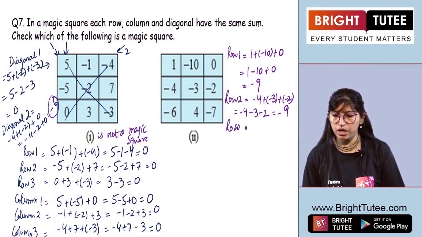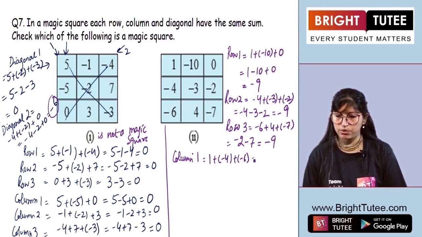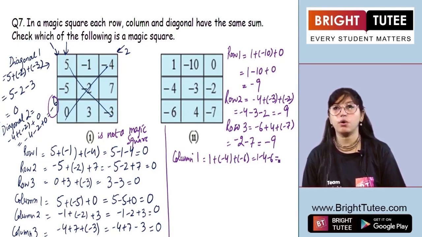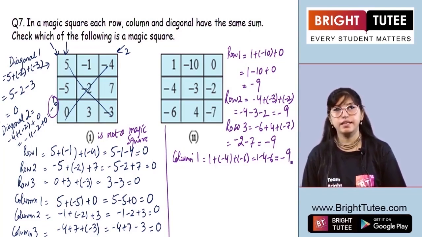Let's try row 3 now. Minus 6 plus 4 minus 7. So minus 6 plus 4 is minus 2, plus minus 7, which will be minus 9. So all the rows are the same. Let's try the columns now. I will start with column 1. So we'll be getting 1 plus minus 4 plus minus 6, which will be 1 minus 4 minus 6. Now 1 minus 4 is minus 3. Minus 3 minus 6 is minus 9.